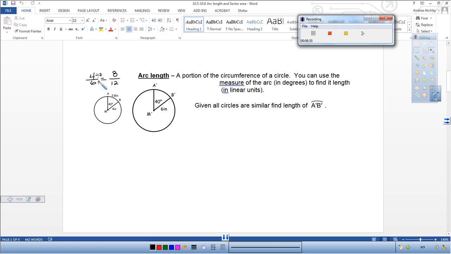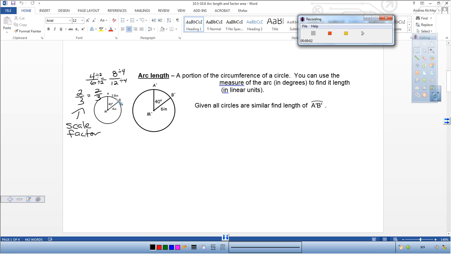It would be 2 over 3. 8 and 12 can both be divided by 4. So that would also equal 2 over 3. So they have the same ratio. So that is our scale factor, and that proves they're similar. So seeing that these two circles are similar, we can find this piece of it.